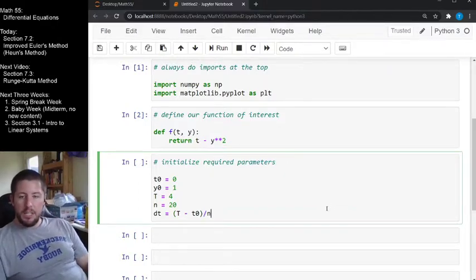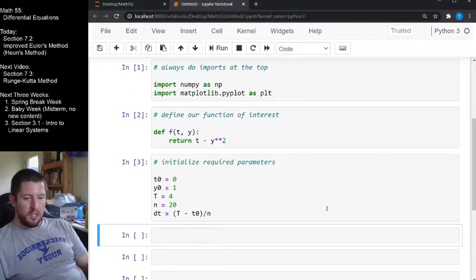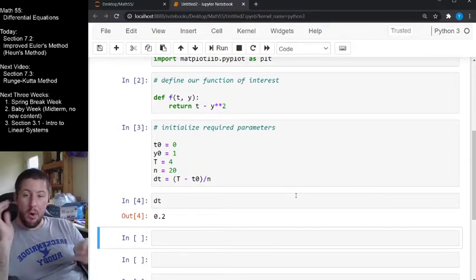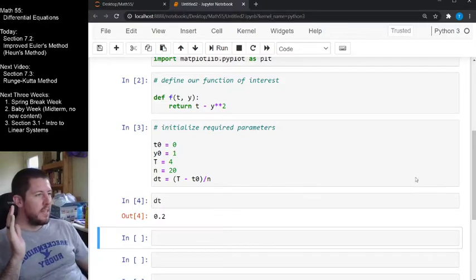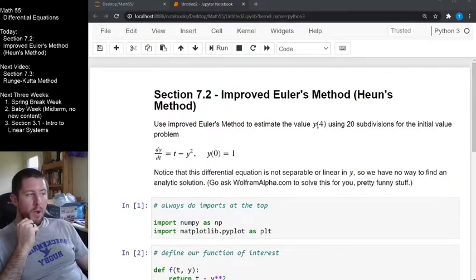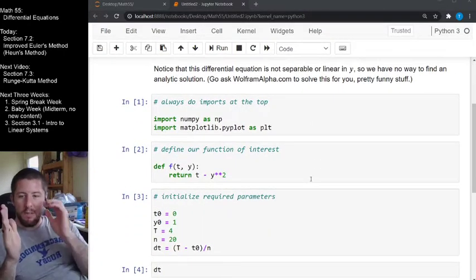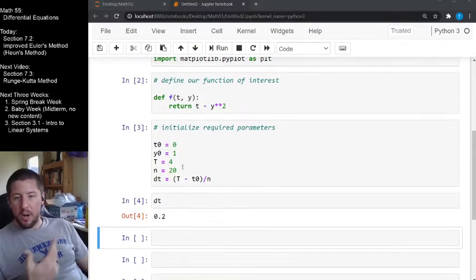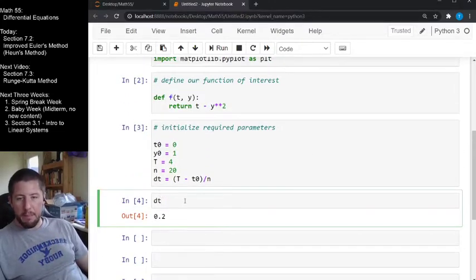Just as a quick check, let's see what dt looks like here. And it is 0.2, and that's good because I know we're going from 0 to 4. Wait, did I say 0 to 4 up here? Oh, I did. I said that we're trying to estimate y of 4, so I know that's going to be my final time. So y of 0 is the initial time, y of 4 is the final time. 0 to 4, splitting up into 20 chunks, should be giving us 1/5 for each chunk, and we're getting that. So I feel good about my setup right now.